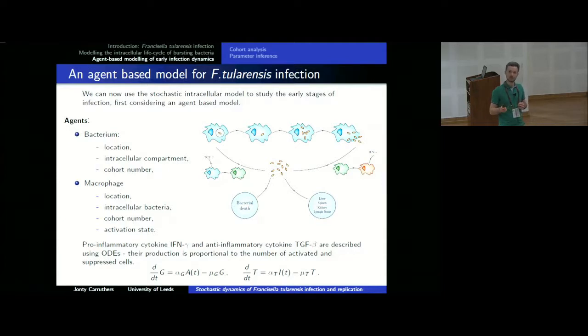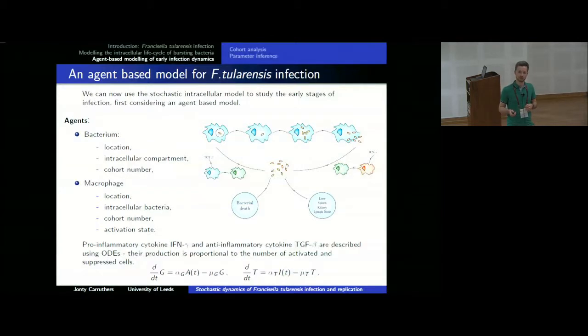This is a depiction of the model, and the agents would just be bacteria and macrophages. The nice thing with agent-based modeling is that you just have objects, you define attributes for each of those objects, you define some rules for those objects, and then you simulate it and look at the behavior. For the bacteria, we define some locations. This would just be the organ that they're currently in. We also have a location of an intracellular compartment, so whether they're in the phagosome or the cytosol.